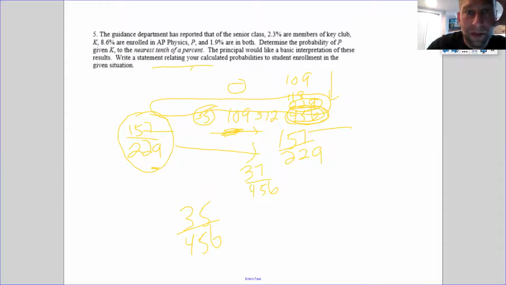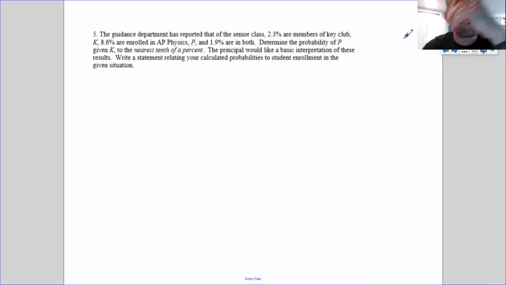Four is the same type of thing. 5 is very similar, but now we're going to create our own. The guidance department, whenever we're dealing with probabilities, we want to create a two-way table. So when we're creating our own, we want to take a look at the things that are involved. There's Key Club and there's AP Physics. So one axis is going to be Key Club and not Key Club, and the other one is going to be AP Physics and not AP Physics.